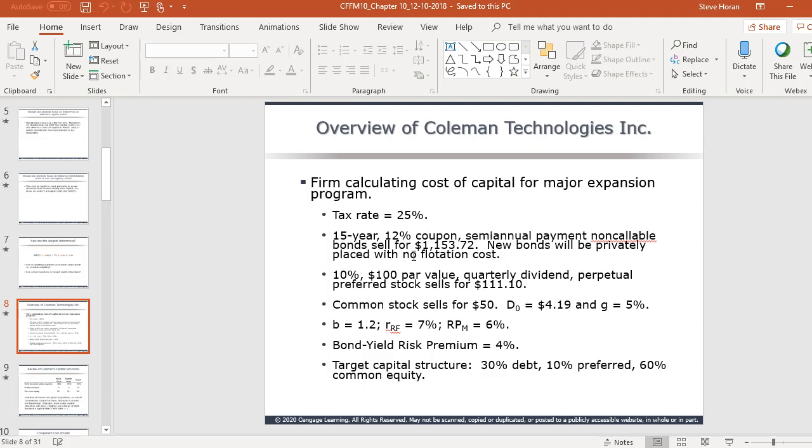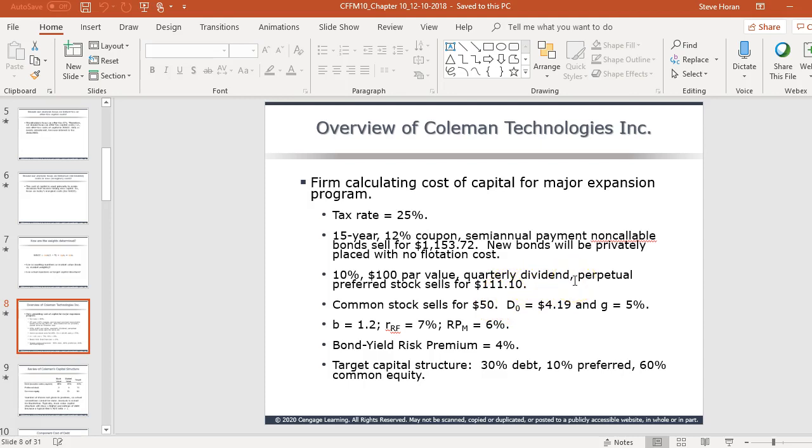They're aware of some investors willing to lend them money through bonds, and that's just fine. That's actually a very good thing. It saves the company some money. They also currently have some preferred stock on the books. It says right here 10%, $100 par value, quarterly dividend payment, perpetual preferred stock sells for $111.1.